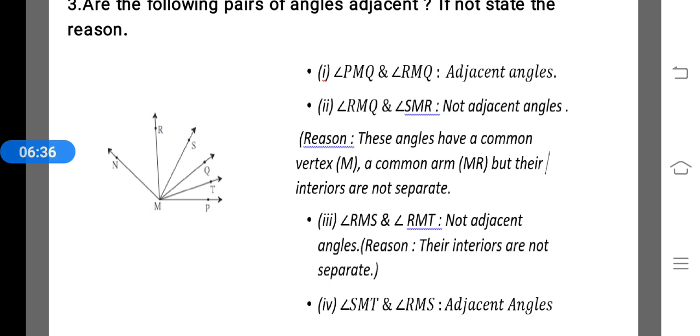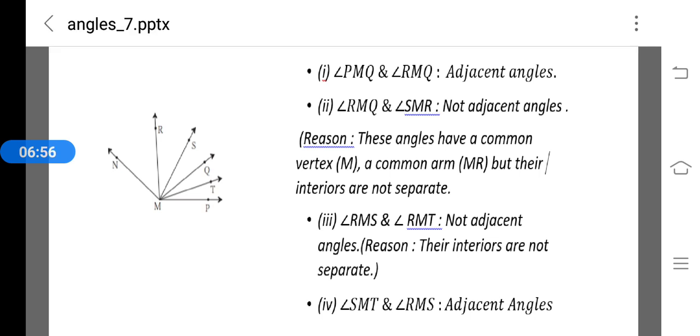Angle RMQ and angle SMR are not adjacent. Even though these angles have a common vertex and a common arm, they do not have a separate interiors, so they are not an adjacent angle. Angle RMS and angle RMT. These angles have a common vertex and have a common arm, but they do not have a separate interior, so they are not adjacent angles.